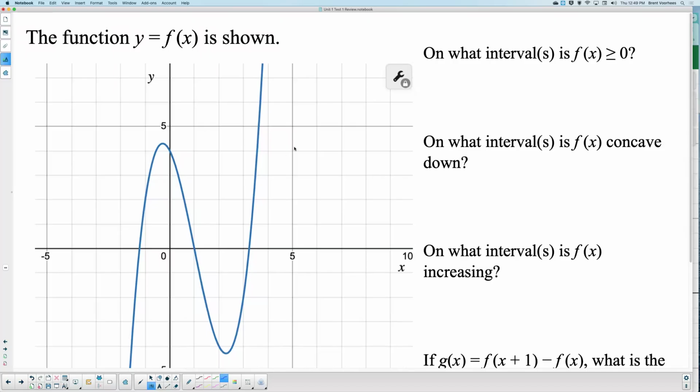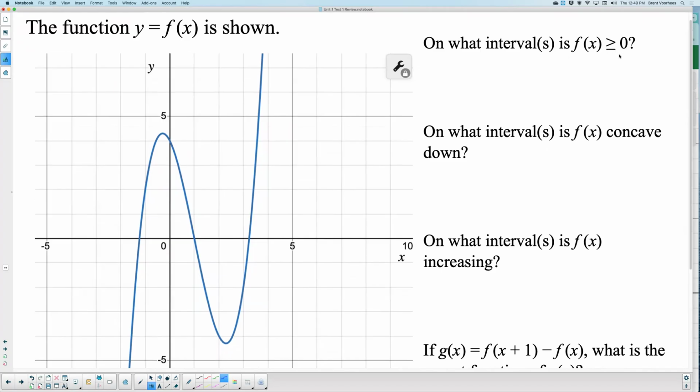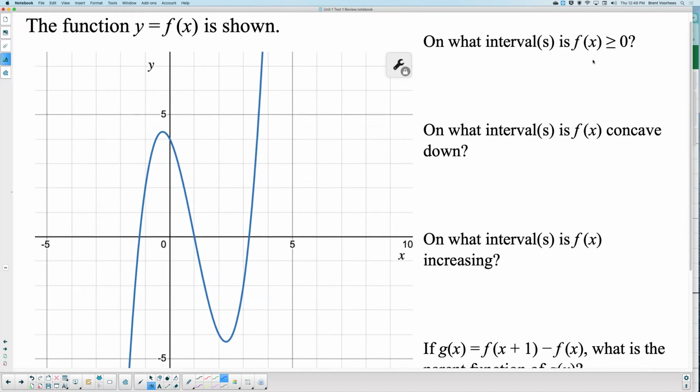All right, our last question. Last question here on this review. It says the function y equals f of x is shown. Question: on what intervals is f of x... Someone read this symbol. What is that in English? Greater than or equal to 0. What would you be looking for in the graph if you're looking for greater than or equal to 0? Where is it positive? Where is it above the x-axis?